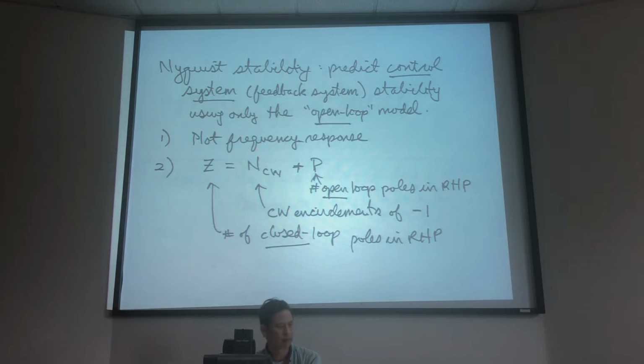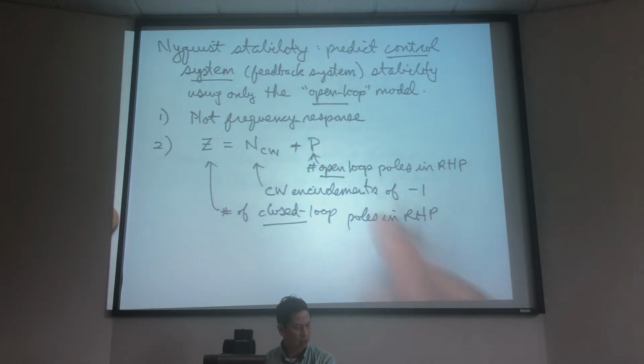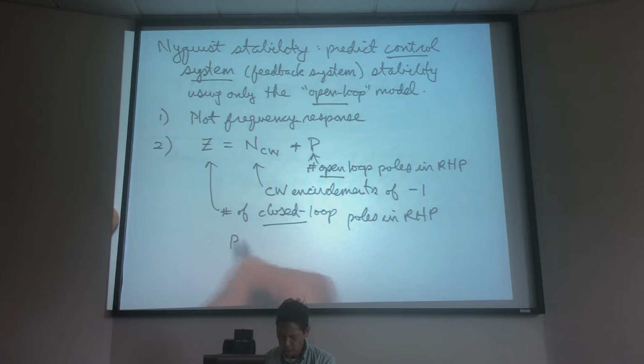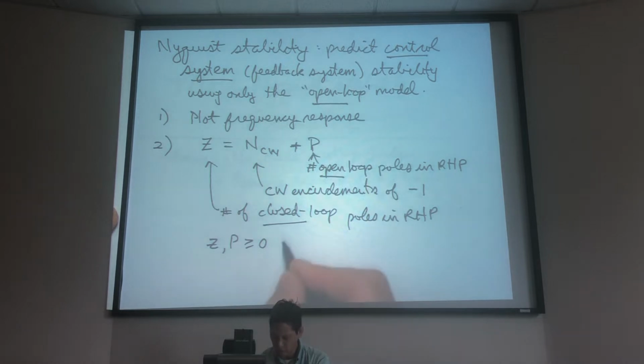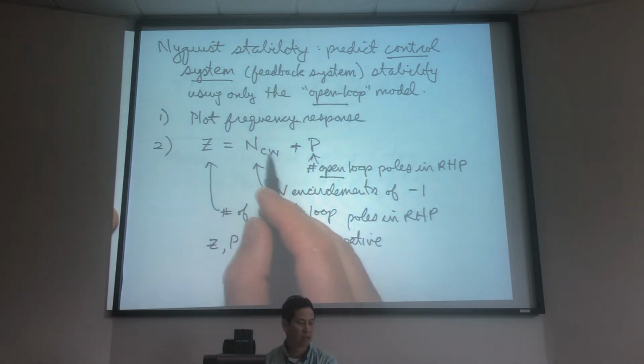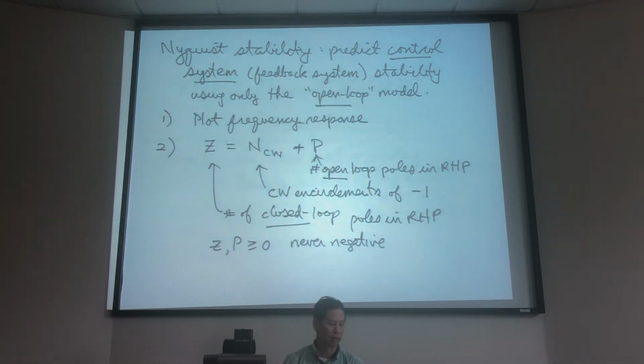So this is what we covered last time, just summarizing. As a reminder, we've got three numbers here, Z, N, and P. P and Z are two numbers that are greater than or equal to 0. They can never be negative. So it's N that can be negative. N can be negative.